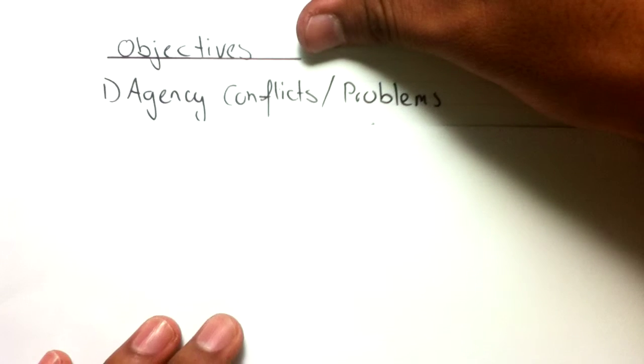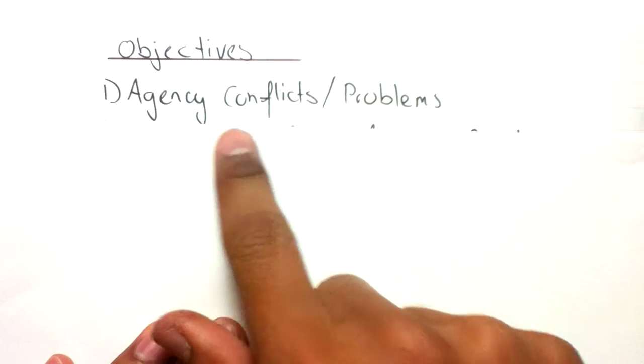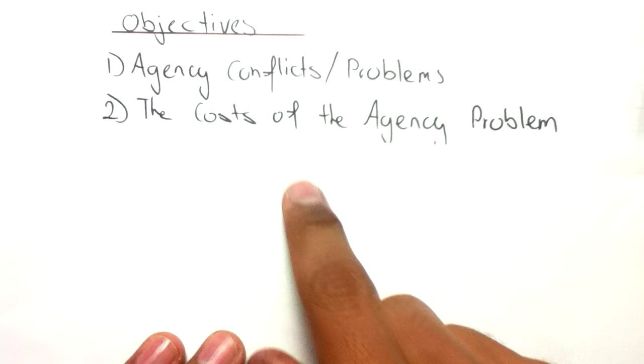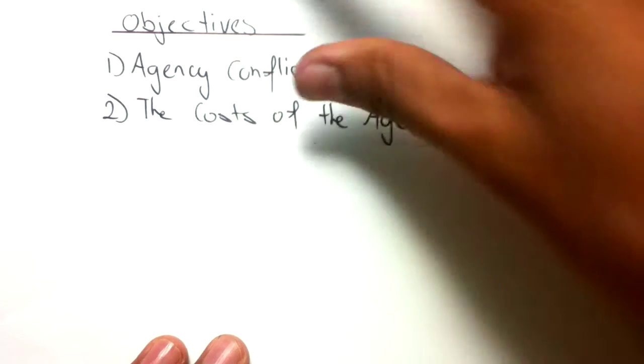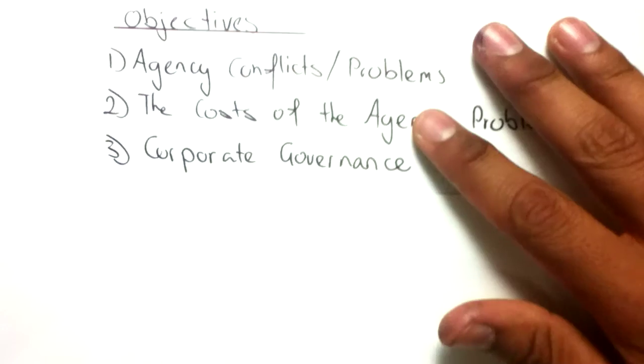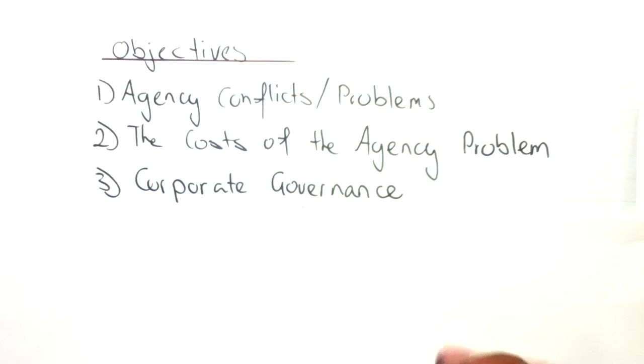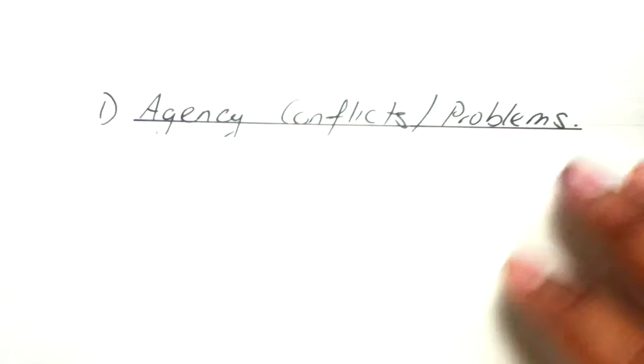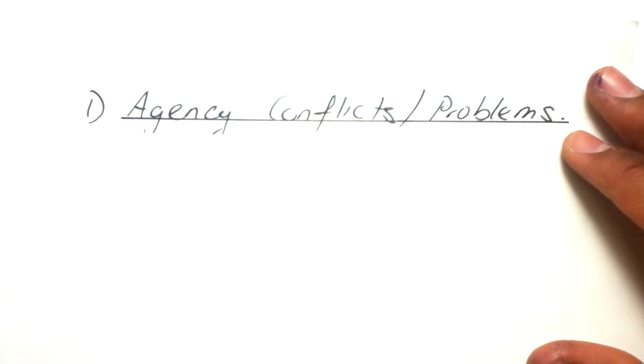Today we'll be covering three objectives. The first one is agency conflicts and problems, the costs of the agency problem, and corporate governance. Okay, we're going to look at these three objectives today. So let us begin. Let's first start by talking about the agency conflicts and problems.